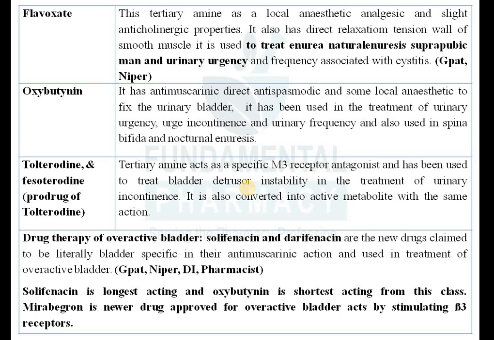Solifenacin and darifenacin. Out of these, solifenacin is the longest acting and oxybutynin is the shortest acting in this class. Then mirabegron is a newer drug approved for overactive bladder, which acts by stimulating the beta 3 receptor. We saw this mirabegron already in yesterday's lecture. So again it is also approved for overactive bladder.